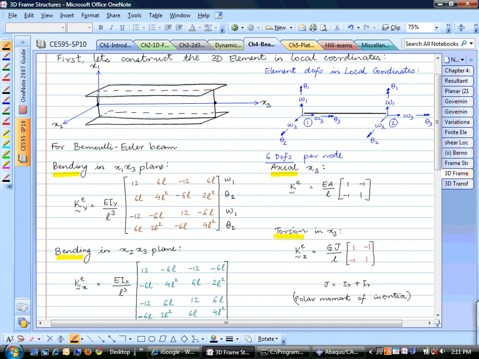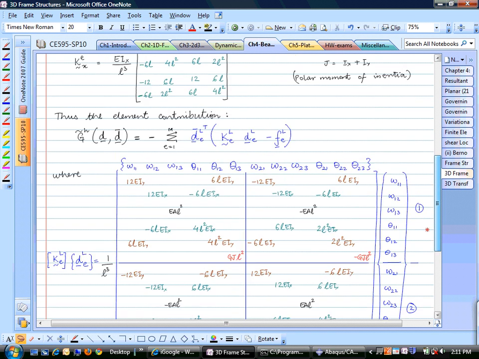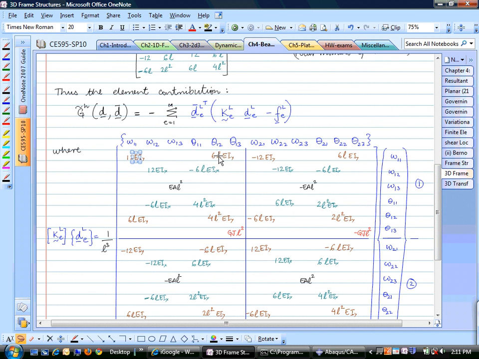And theta 2. So this is from node 2. This is from node 1. And the same thing for the columns. So this is W1, theta 1 from node 1, and this column is W1 and theta 2 from node 2. And if you look at the final positions of these numbers in the 12 cross 12, all I've done is that those 4 numbers are here, here, here, and here.